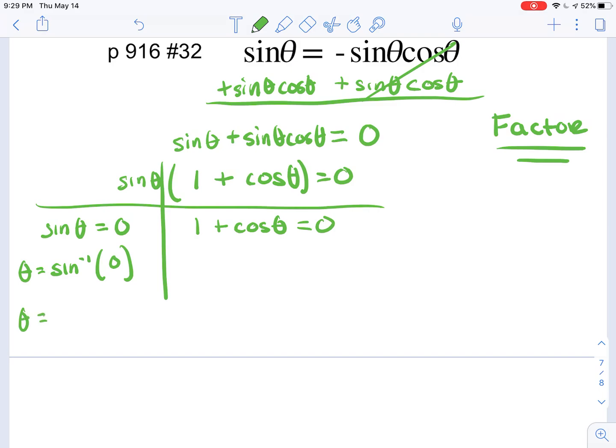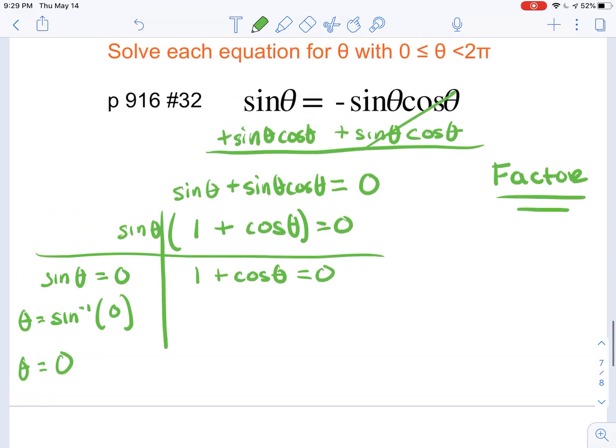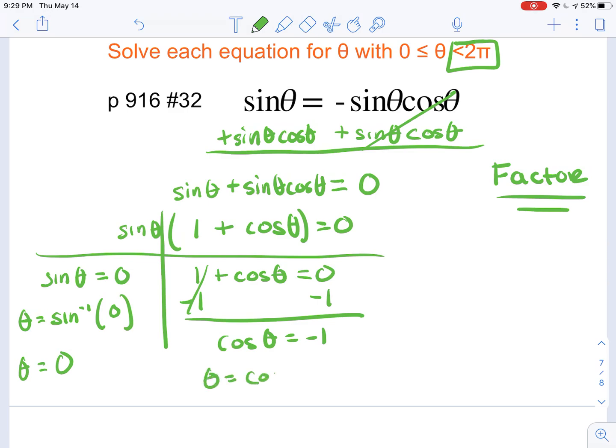Okay, so to type this in our calculator, how do we do it? Well, theta is equal to the inverse of sine of 0. When you type that into your calculator, it gives you the answer of 0. Now the only other angle between 0 and 2 pi that's also equal to 0 is 2 pi. But notice, it is not including 2 pi. It's strictly less than, so we only need 0. And now, great news, 0 degrees, 0 radians, same thing.